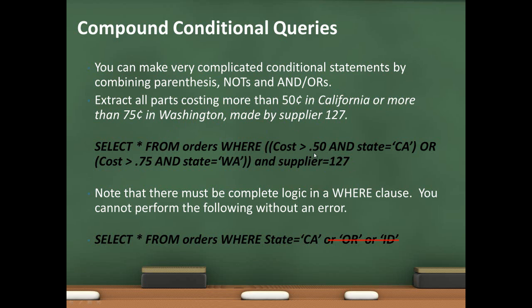So we have to do the ANDs and ORs. Unfortunately, we cannot take shortcuts. We have to have complete logic on each side. So this statement you see on the bottom here will not work. Why not? Because the first thing it's going to say is, give me all those in the state of California, but then it's going to say OR Oregon. It's going to say, what the heck does OR Oregon mean? I don't know what that means. If I want this to work, I have to use complete logic. I'd have to say where state equals California, or state equals Oregon, or state equals Idaho. Complete logic. It's the same thing in C#.